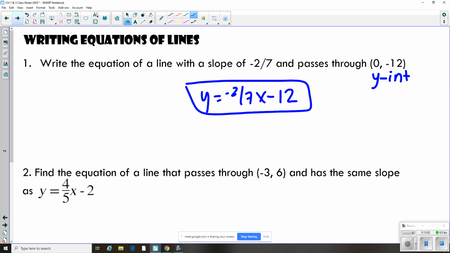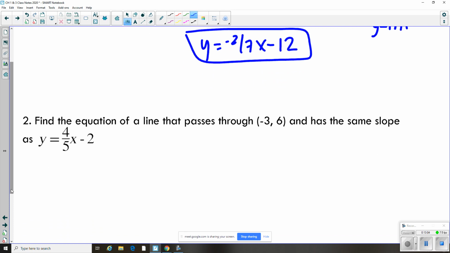Okay, number 2, find the equation of the line that passes through negative 3, 6 and has the same slope as y equals 4/5 x minus 2. Do we know the y-intercept? Can we go straight to slope-intercept form? So where should we start? Straight slope form. So we're going to say y minus 6 equals 4/5, good, x plus 3, nice. Okay, so the 4/5 was my same slope as here, x minus the negative 3 gave me my x plus 3.